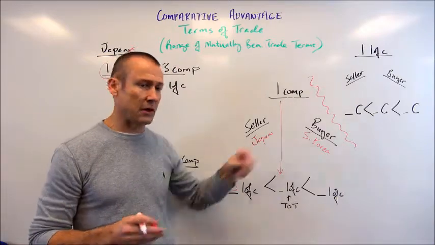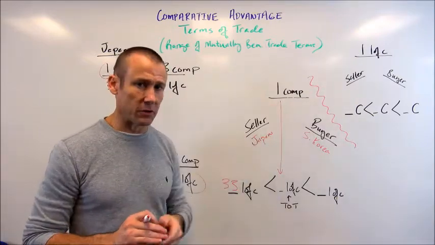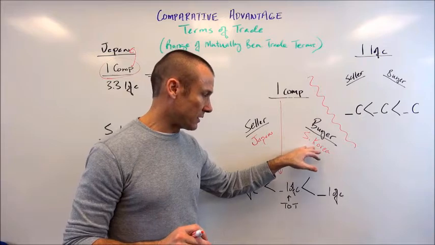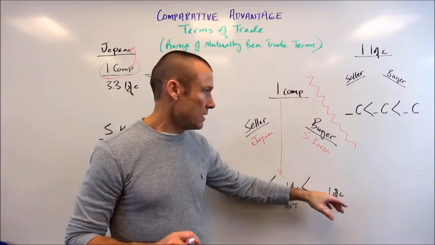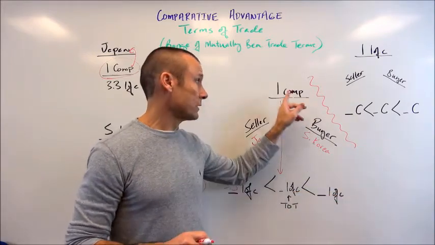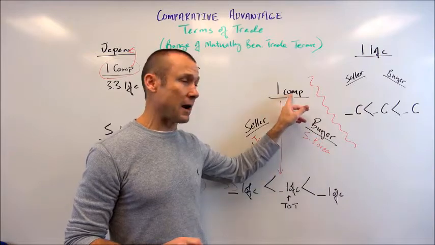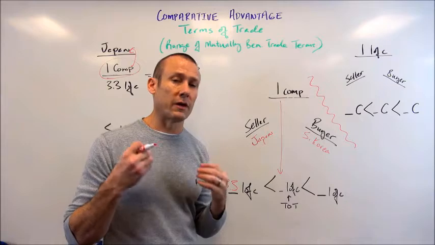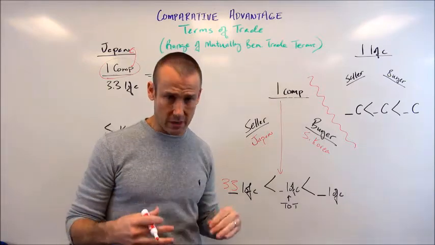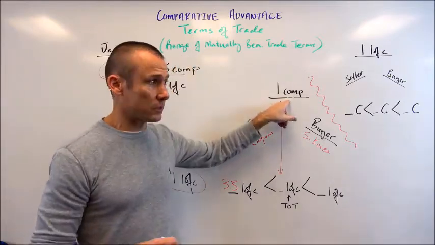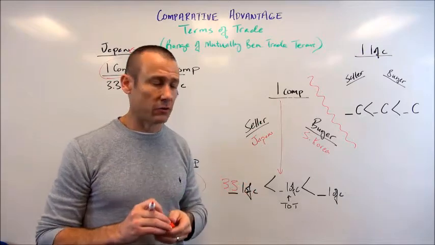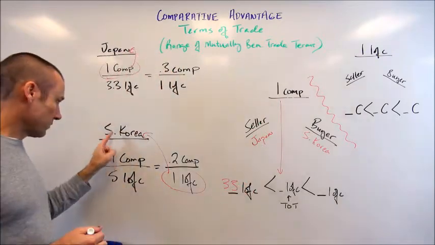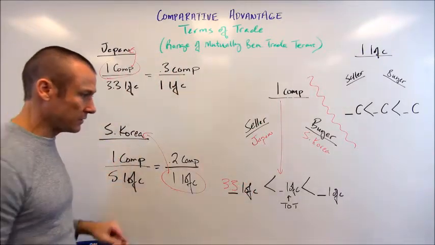Okay, let's talk about South Korea. They're the buyer of computers. So what South Korea is thinking about doing is making lines of code and then selling the lines of code to get computers. Once again, South Korea is buying computers. They're going to need lines of code to do that. So once again, we're going to say, hey, without trade, how much would one computer cost South Korea? And that's easy. Just go over here, South Korea, one computer, 5 lines of code.